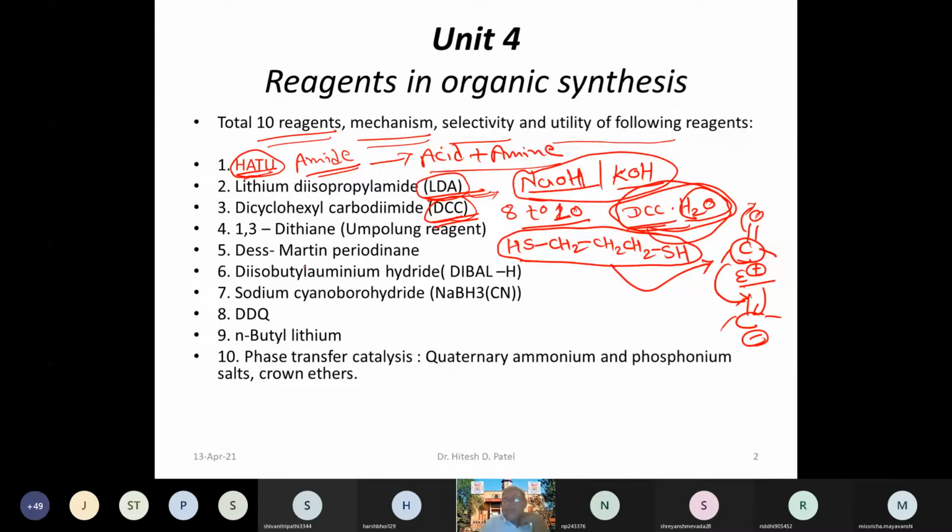Then next one is DMP, Dess-Martin periodinane. Now this DMP we can use for the oxidation of several organic compounds. Normally for oxidation what do we require? We require K2Cr2O7, Na2Cr2O7, KMnO4, like reagents we can use.